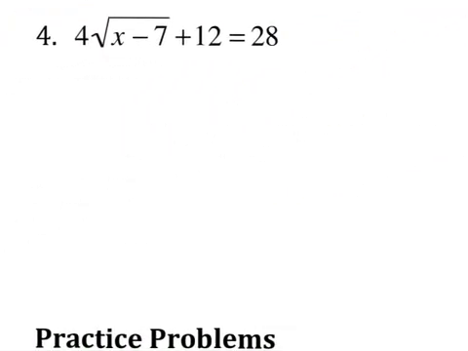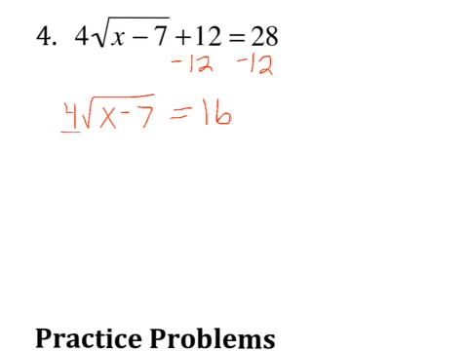Problem number 4. There is a lot going on in this problem, so it's very important that we follow the procedures of SADMEP and get everybody away from the radical first, and then work with just what's inside the radical. So the first thing we want to do is subtract 12. So we have 4 times the square root of x minus 7 equals 16. We need to get rid of this 4 out in front, so we're going to divide both sides by 4. So we have the square root of x minus 7 equals 4.